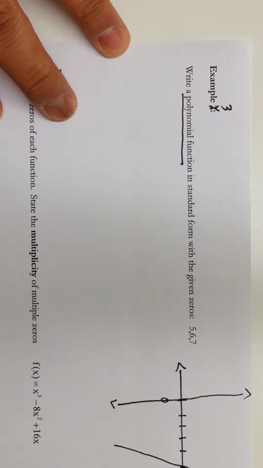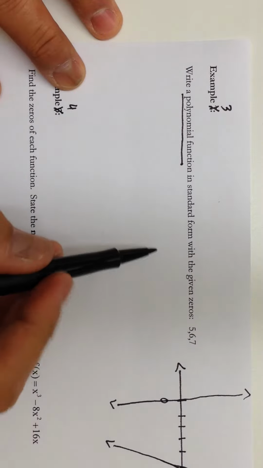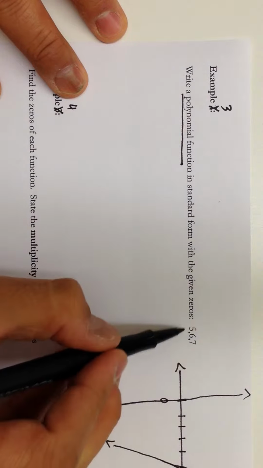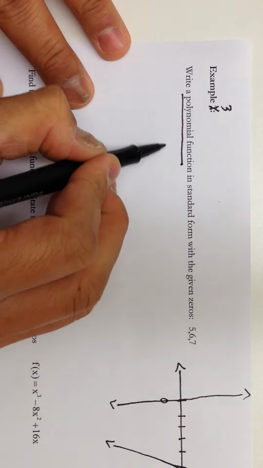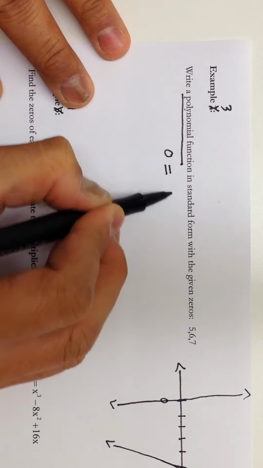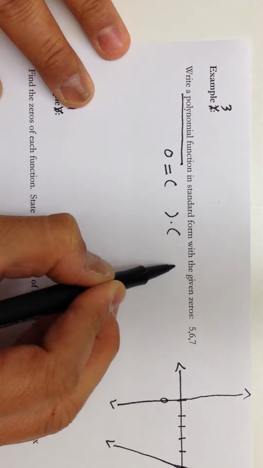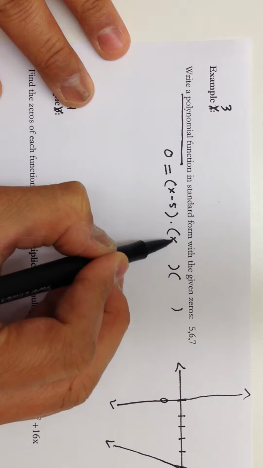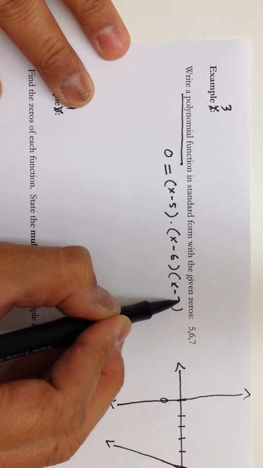The graph crossed the x-axis like that. And I want to know what could be a possible polynomial. So, if these are the zeros, then that means it has to come out of binomials that look like this, which is x minus 5, x minus 6, x minus 7.